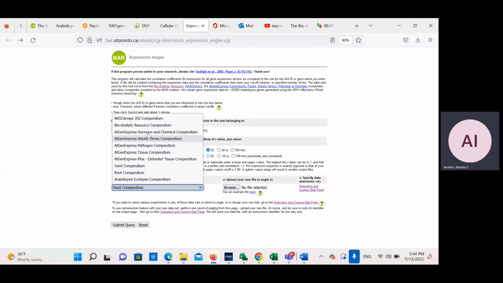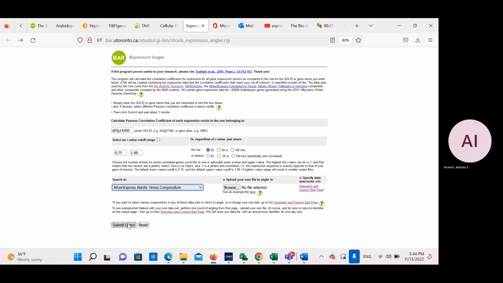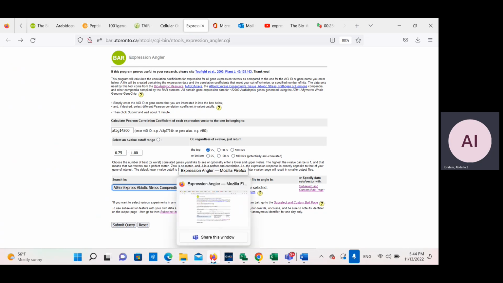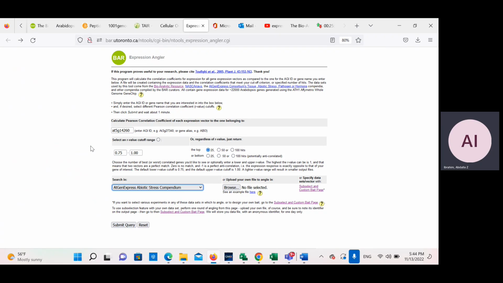So let's look at if we have picked abiotic stress. You can also find the genes that are negatively correlated. Why would you pick the genes that are negatively correlated? Well, if a gene is negatively correlated with your gene, meaning when your gene increases, that other gene's expression decreases, or vice versa, then this gene could be a negative regulator of your gene. So to find those negatively correlated genes, I would just pick the bottom 25 genes and hit submit.